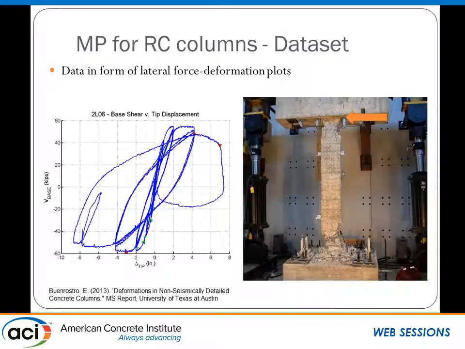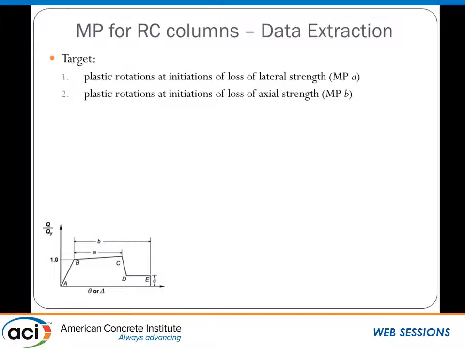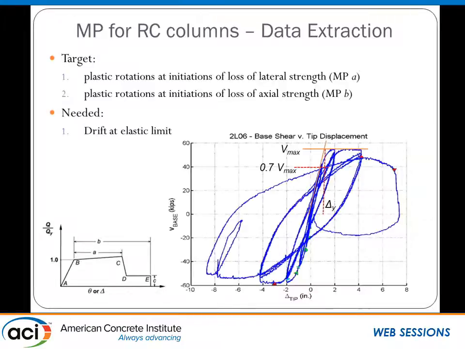Let's talk a bit about that data set in detail. What did we have to work with? For the database, the vast majority of columns, we have only a force deformation plot. So we have lateral force versus deformation of the column, from which we need to extract plastic rotations for the code. So to get the plastic rotations modeling parameter A and modeling parameter B, we first need to estimate what is the yield strength, or the yield deformation of the section.